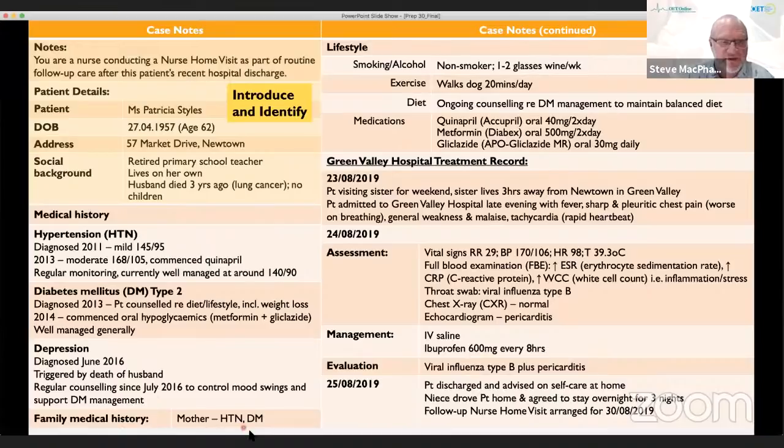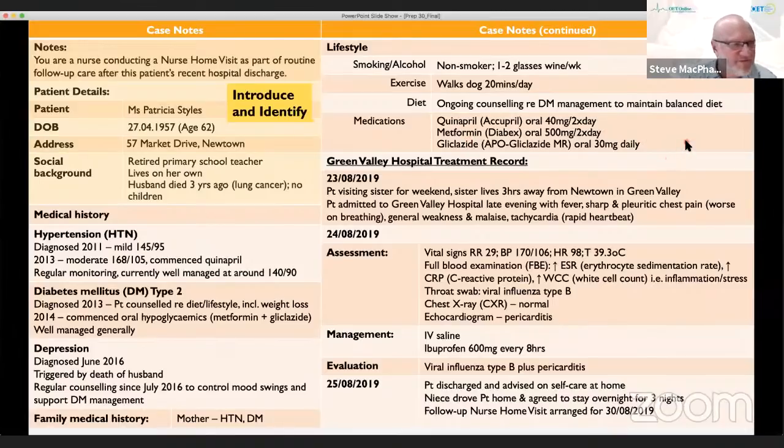We've also got a family history, hypertension and diabetes mellitus in the mother. Smoking, in terms of her lifestyle, she doesn't smoke, but she does have a couple of glasses of wine each week. She exercises her dog 20 minutes a day, so she's doing a lot of good things. For diet, she needs ongoing counselling to maintain that diet. And always pay attention to your verbs, everyone. When you see things like that, that's a good learning area for you. We maintain a balanced diet. So when you do go to write case notes, be observant of the language used within the case notes. Perhaps you can borrow that for your own writing. She's got a list of medications there as well that she takes.